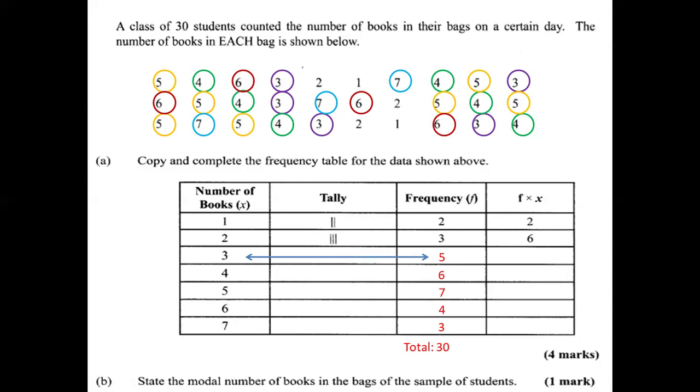There are 5 students here that have 3 books in their bags. If you multiply 5 by 3, we end up with 15. In total, there are 15 books in these 5 students' bags. If we multiply across as we continue, we would have the FX column completed: 6 times 4 is 24 and 7 times 3 is 21. And these would be the number of books. So copying and completing the table here is 4 marks.